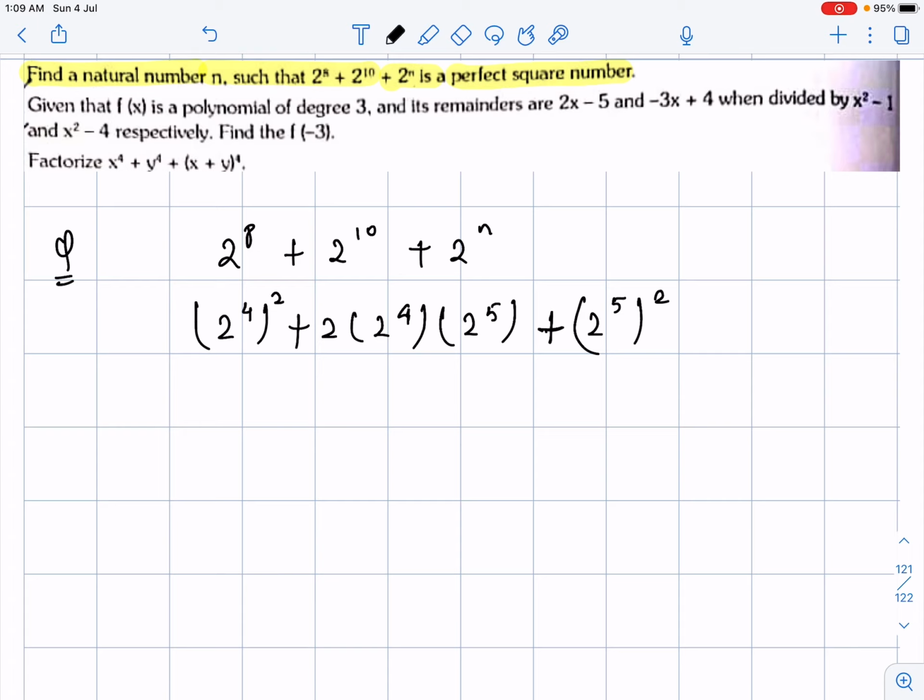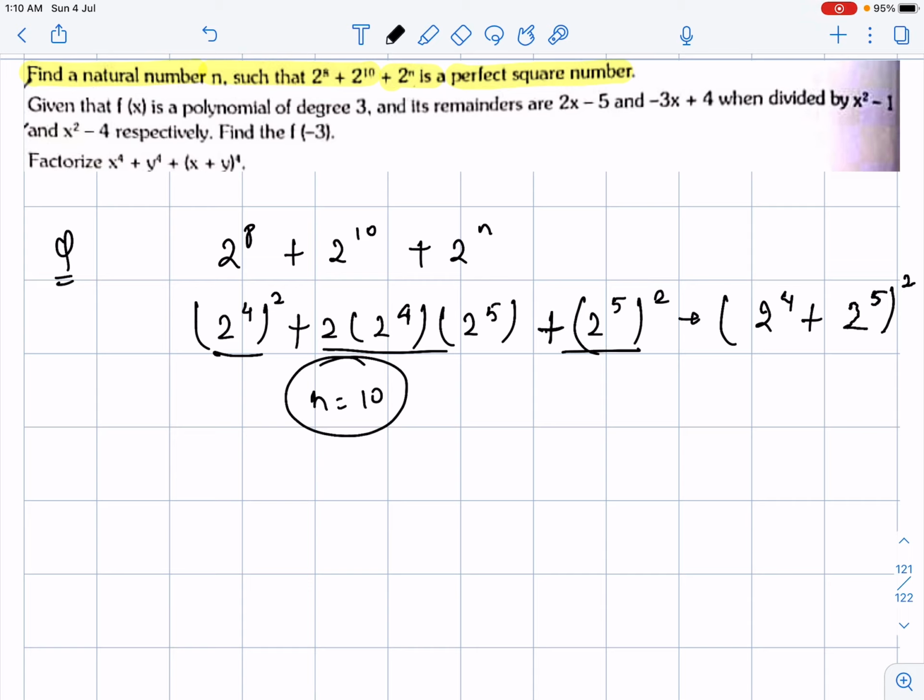In this case guys, we'll get the value of n as 10, and 10 will be the right answer for this question, because we are generating 2 to the power 4 plus 2 to the power 5 the whole square over here, and that is the whole square identity we can see over here. A square plus 2ab plus b square is written over here. Now let's move on to the next question.